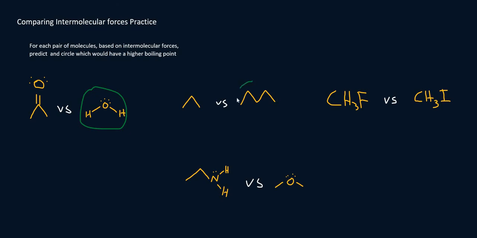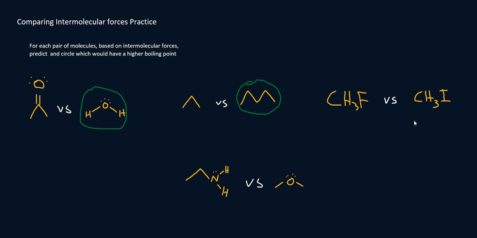So in this case, pentane is going to win this head-to-head battle by quite a lot, actually. The boiling point for propane is negative 42 degrees Celsius, whereas the boiling point for pentane is 36 degrees Celsius. So a huge difference between pentane and propane in terms of their boiling points. Pentane clearly has the higher boiling point.